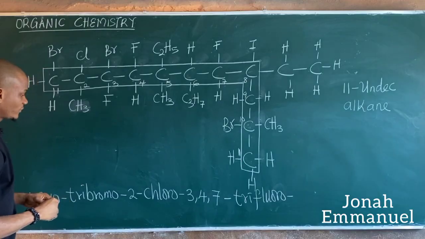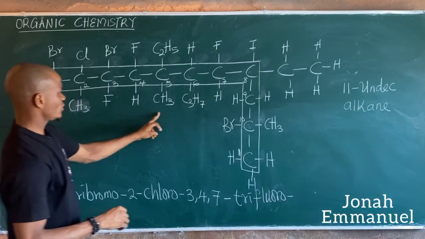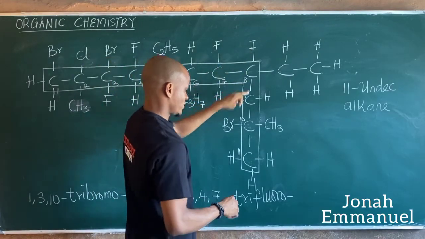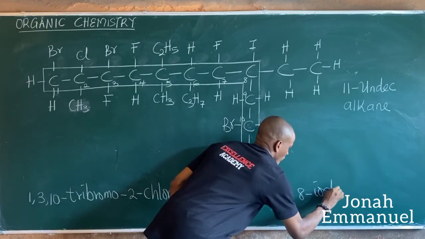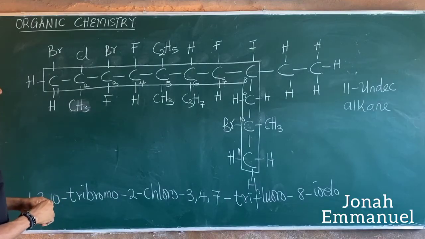So fluorine is done. And I can also see iodine too. How many iodine here? Just this one, at carbon 8. So it becomes 8 iodo. I think I'm done with my inorganic substituents.